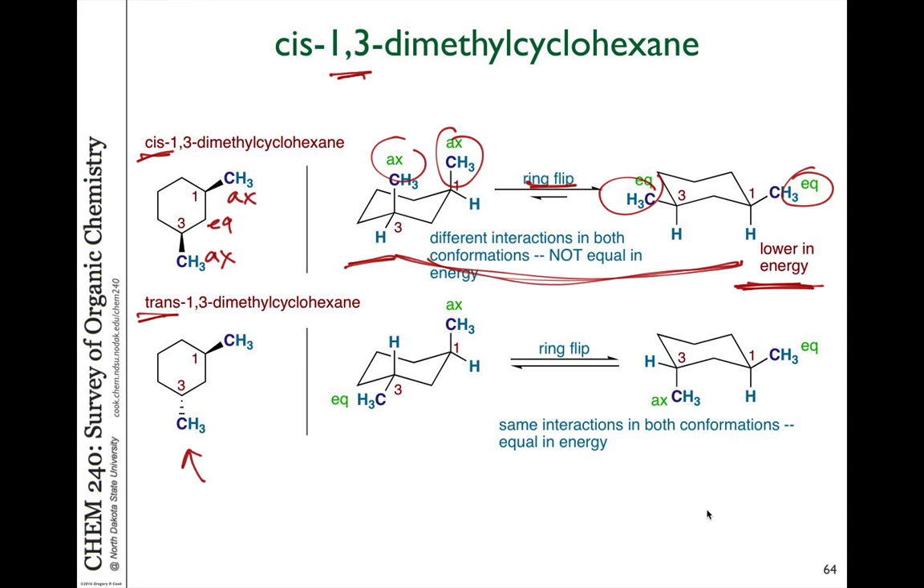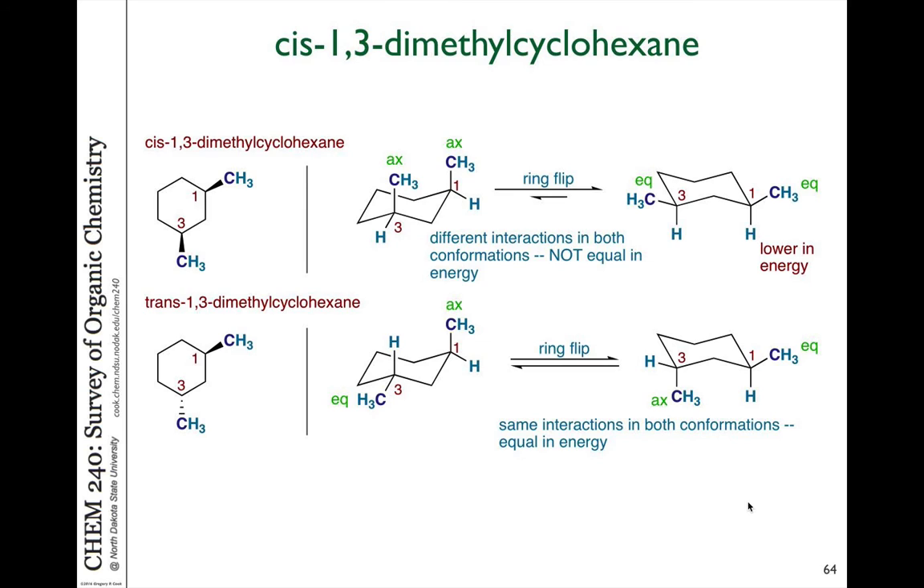Whereas now the trans isomer, where one is up and one is down, we have an axial equatorial. Do the ring flip, we end up with one axial, one equatorial. They are identical energies. What would you think would happen if instead of the 1,3-dimethylcyclohexane, we now have the 1,4-dimethylcyclohexane? Let's move this group now to the 4 position.